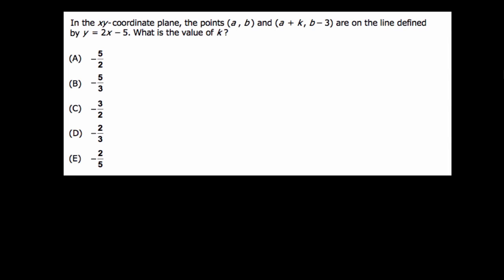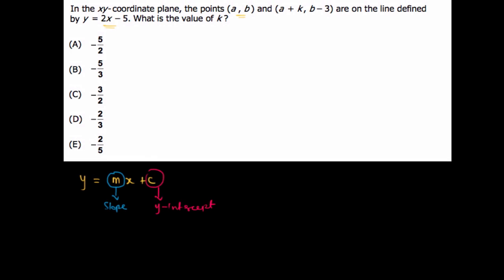Okay, the question here says in the xy coordinate plane, the point (a, b), so this is the first point, and the point (a + k, b - 3) are on the line defined by y = 2x - 5. Now you're told to find the value of k. Usually I like questions like this because it's just a solve and find. Anyway, let me give you an intuition of what's happening here.